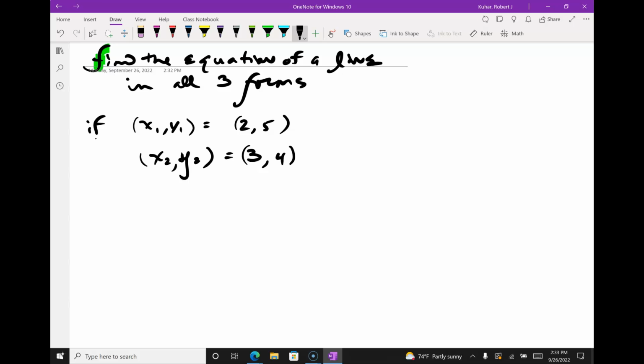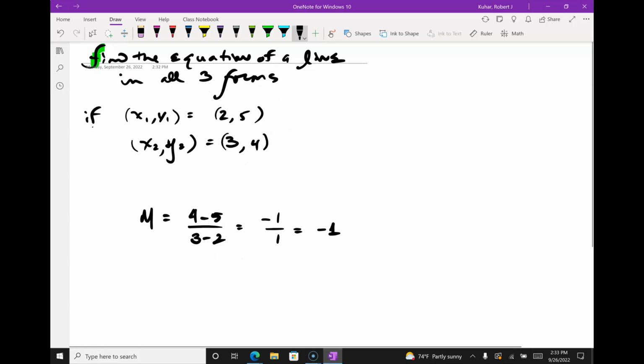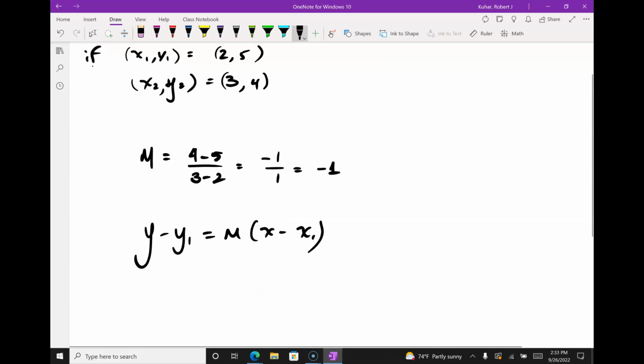I can get the slope from here. So my slope is 4 minus 5 over 3 minus 2. So negative 1 over 1. So my slope is negative 1. I can use either point as my x, y, right? So my equation is y minus y1 equals m times quantity x minus x1, right? That's going on my formula sheet. I use it all the time in calculus. So this one is your new friend.